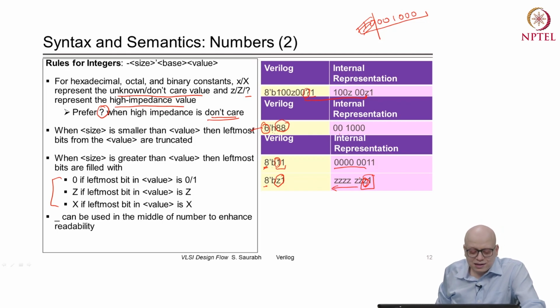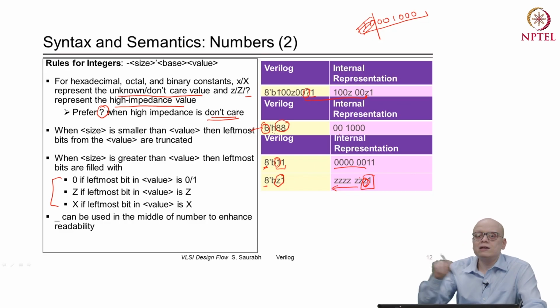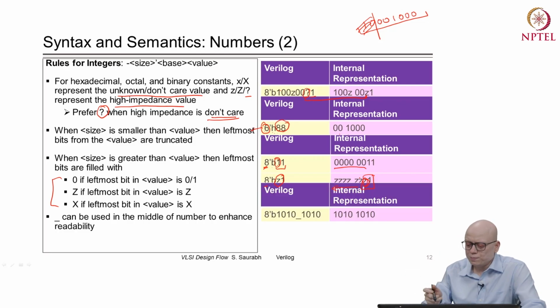Now, we can add underscore in the middle of the number to enhance the readability. For example, if your number is very long, we can break it into smaller parts by adding underscore. So, if it is an 8 bit number, we can write it as 4 bits and 4 bits separated by underscore, and this underscore will be simply ignored by the tool and the number will be treated as a number without that underscore. This is just for readability.